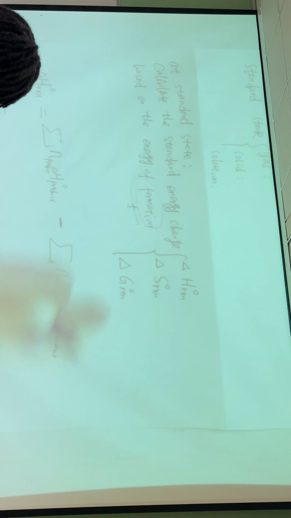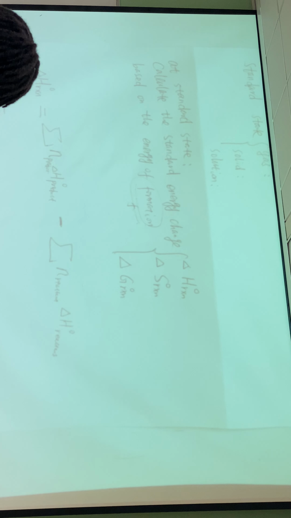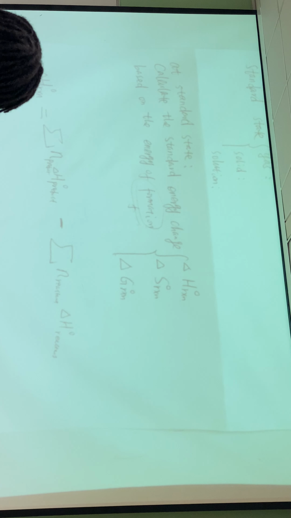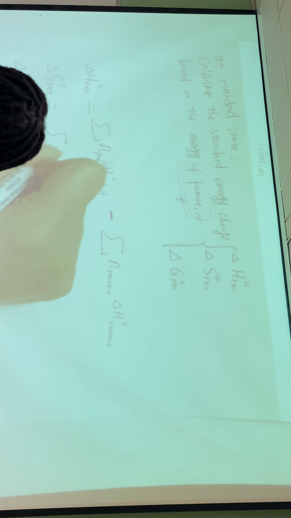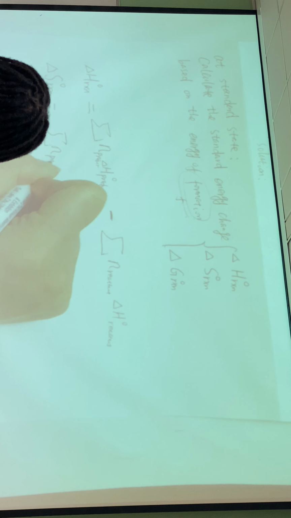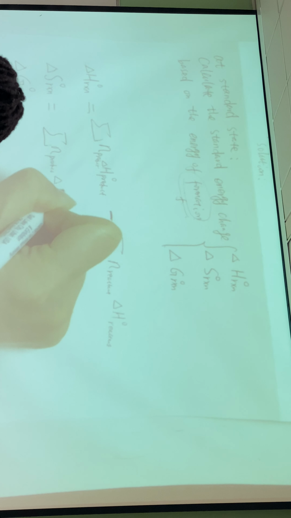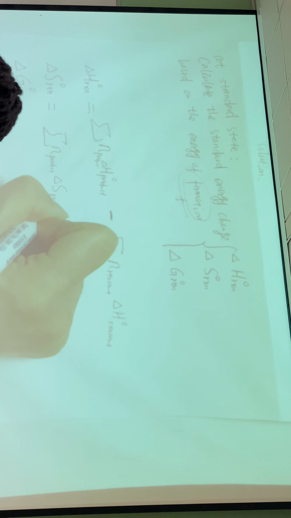That is in chapter 6. If you haven't reviewed, please go back and review, because it is exactly the same thing for delta S and delta G. Exactly the same. The only change is your symbol. Here it becomes delta S of the products.